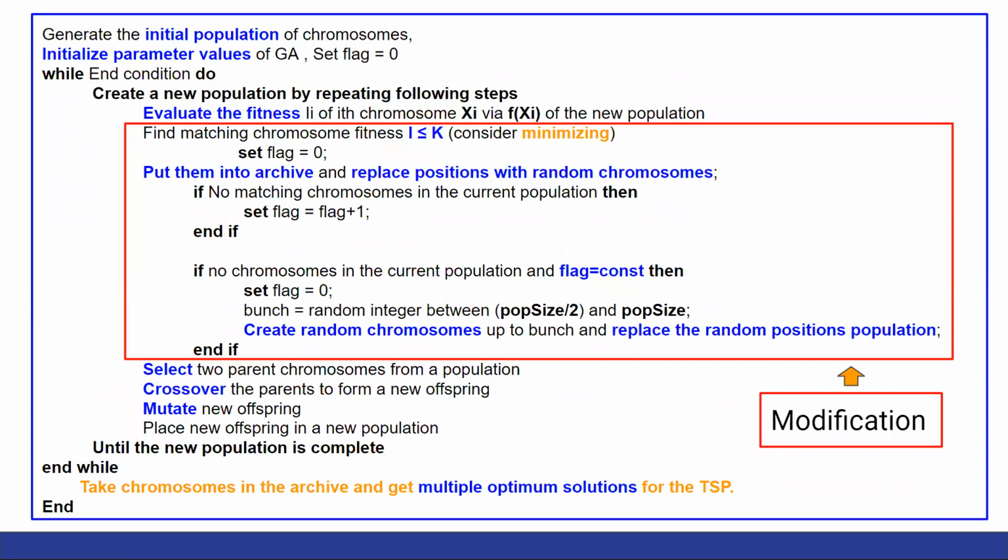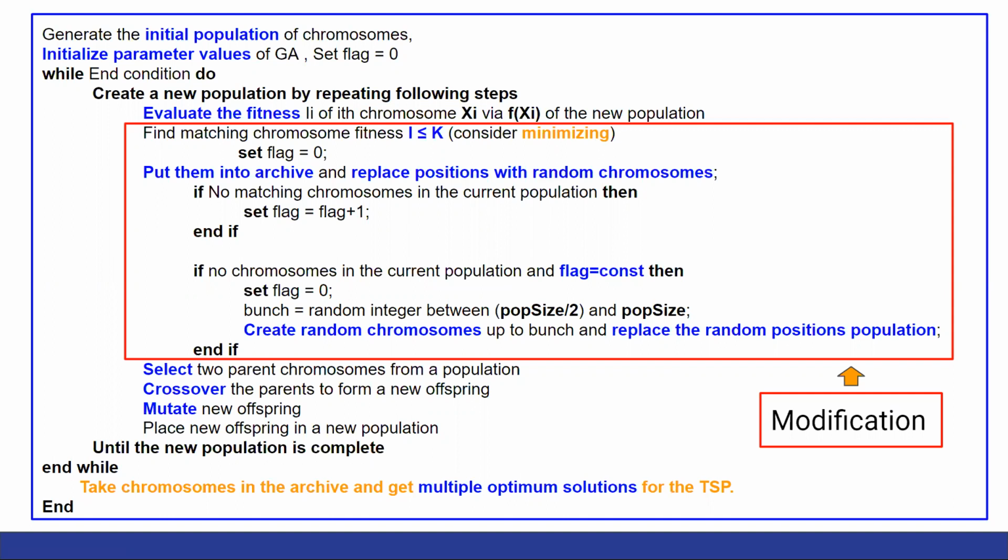This is the second part of the modified genetic algorithm. Now you have an initial idea about the genetic algorithm through the previous video, so it's easy to understand. First, generate the initial population and then initialize parameter values. Now, we enter the while loop. First, evaluate the fitness values for the initial population and check those fitness values against the threshold value.